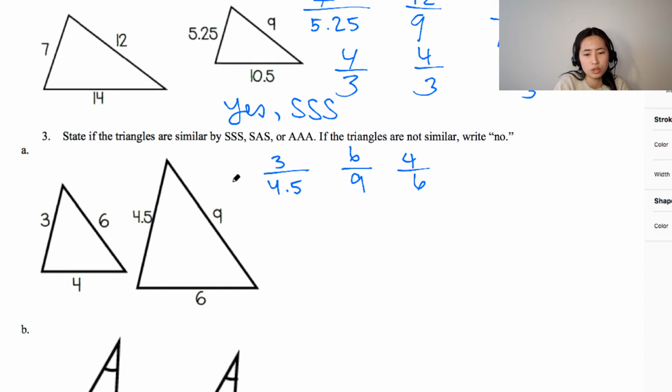So if you started with your numerator with the smaller triangle, or the shorter dimension, you need to make sure that your bigger dimension follows for all 3 fractions. So that's 3 over 4.5, and then you have 6 divided by 9, and then you have 4 divided by 6. Take your calculator and punch this in. 3 divided by 4.5 is equal to 2 over 3. And then you have 6 over 9, which is also equal to 2 over 3. And then you have 4 over 6, which is also equal to 2 over 3.